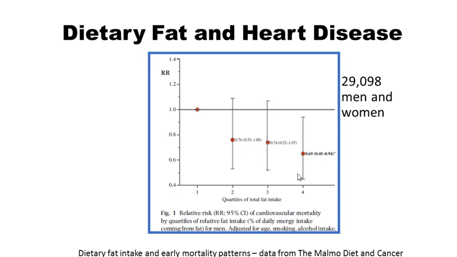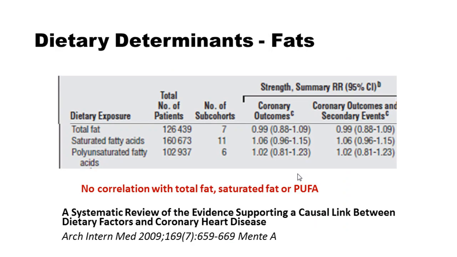In Malmo, Sweden, they did another huge study of almost 30,000 men and women. Again, breaking down into quartiles, Q4, which eats the most fat, seems to have about 35% less risk of heart disease than the people who eat the least fat. So nothing much here to support this dietary fat hypothesis. In fact, quite the opposite. It seems to point the wrong way.